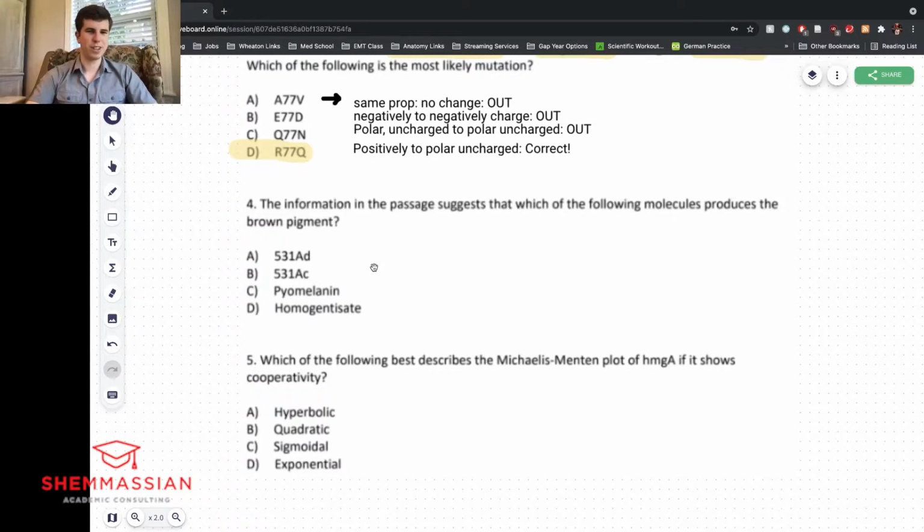I appreciate that. The information in the passage suggests that which of the following molecules produces the brown pigment. Okay, we're definitely going to have to figure this one out from the passage because we're talking about information in the passage. We're looking particularly for the molecule that produces brown pigment. Okay, so I'm going to be looking out for that.